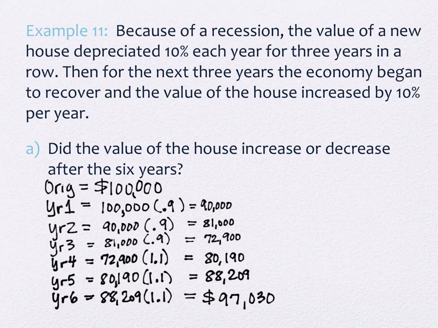Did the value of the house increase or decrease over the past 6 years? Decreased, because it started at 100,000 and now it's worth 97. Now, the house owners are probably still very happy with the 97 because it went all the way down to 70 something, but overall it decreased.